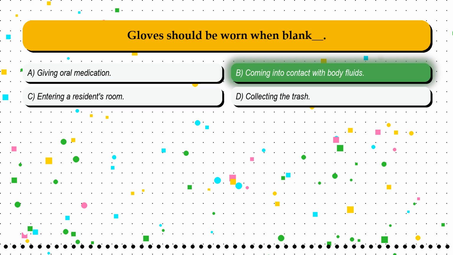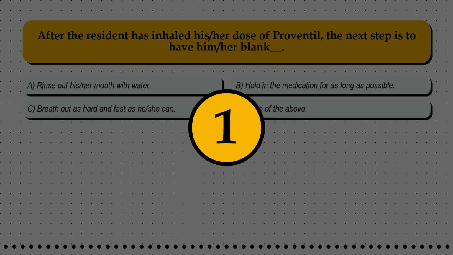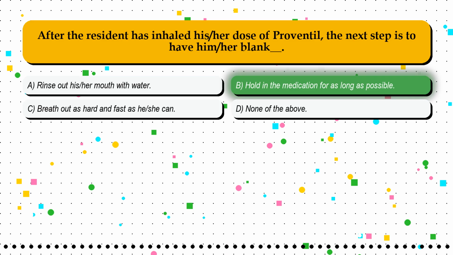The correct answer is option B, coming into contact with body fluids. Question 247. After the resident has inhaled his/her dose of Proventil, the next step is to have him/her blank blank. Option A, rinse out his/her mouth with water. Option B, hold in the medication for as long as possible. Option C, breathe out as hard and fast as he/she can. Option D, none of the above. The correct answer is option B, hold in the medication for as long as possible.